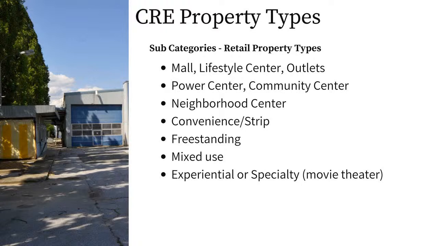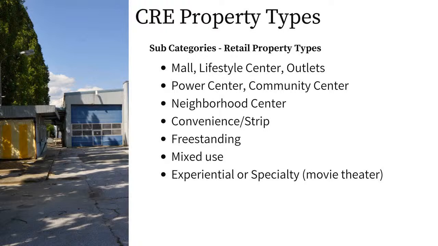Neighborhood center would be more like you've got a grocery store and then some inline spaces, which are those stores along the side of the grocery store. And then your convenience and strip malls, you see those all over the place. 4 or 5 different little tenants in there. You've got the laundromat, the nail salon, that kind of thing. You have freestanding buildings. You've got mixed use where you mix in office or multifamily with the retail. And you've got things like movie theaters and other specialty retail. So those are all retail property types, right?